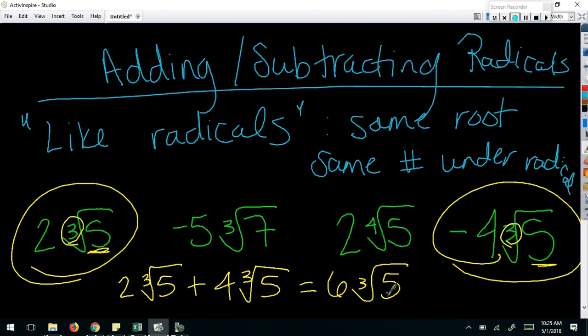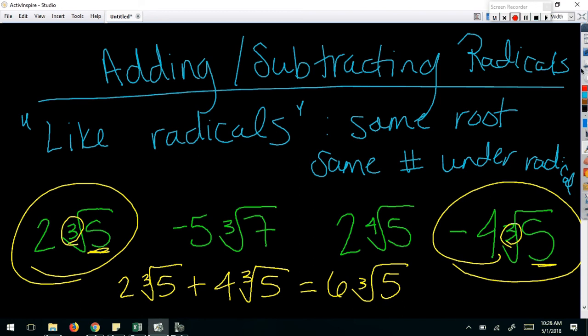But what if one is 2 and 3 or 4, and the other one's 4 and 3 and 6? You can't combine them. You leave it. Literally, you leave it. That would be the answer.